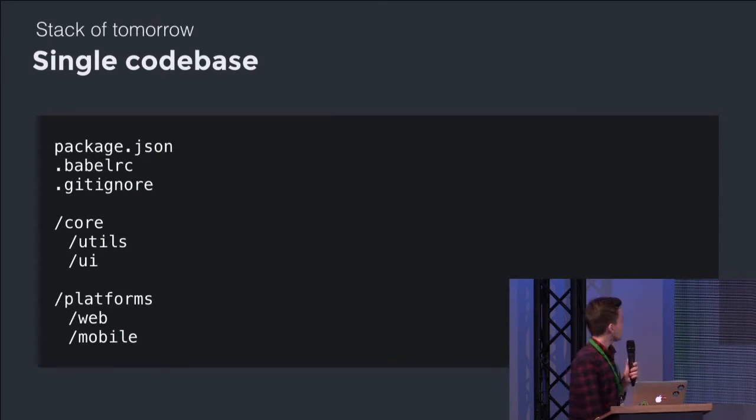And speaking structure-wise, this is how it can look like in real life. There's like a package JSON and a couple of high-level settings, like for ESLint or Babel. There is the place where the core lives, like utils and some UI. There's also that folder platforms with web and mobile, where your target's gonna have their code.